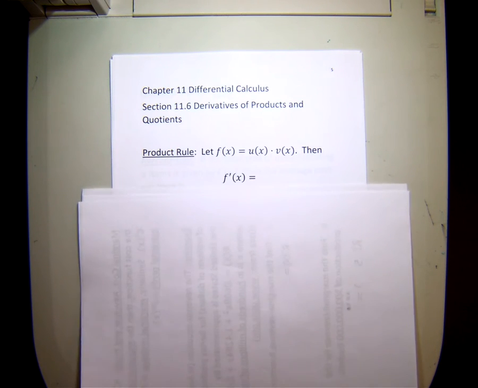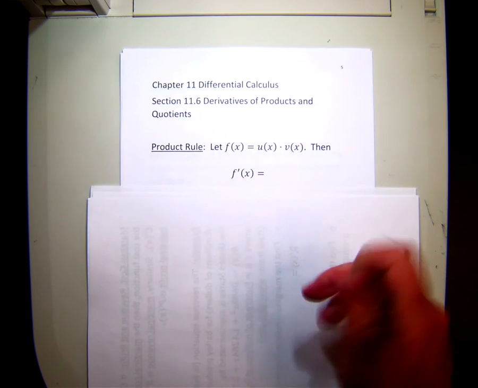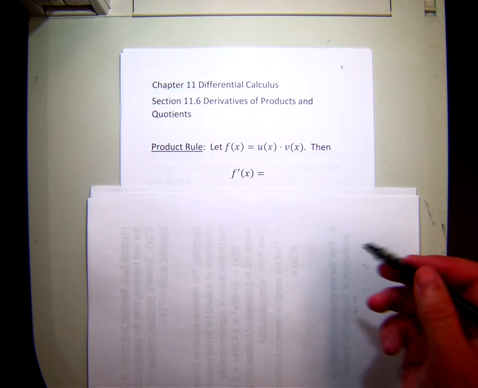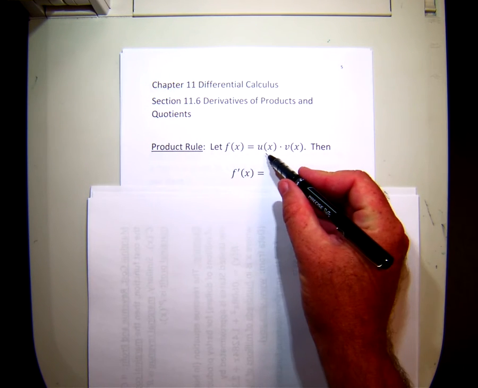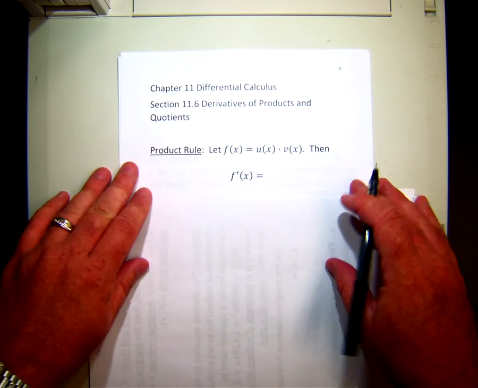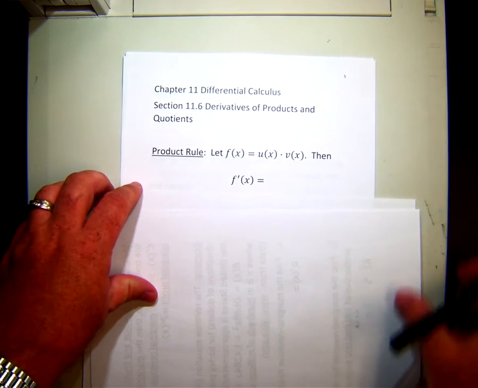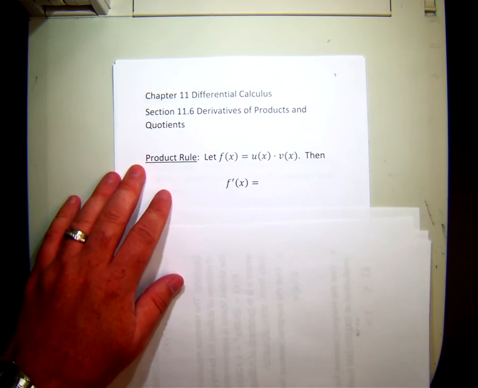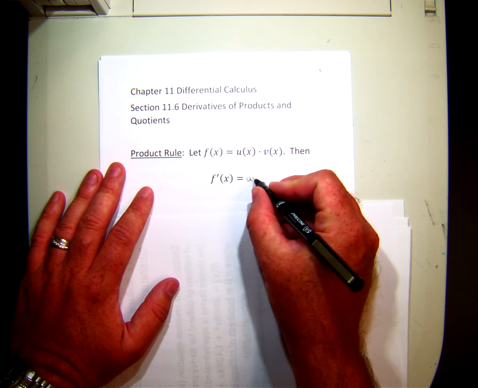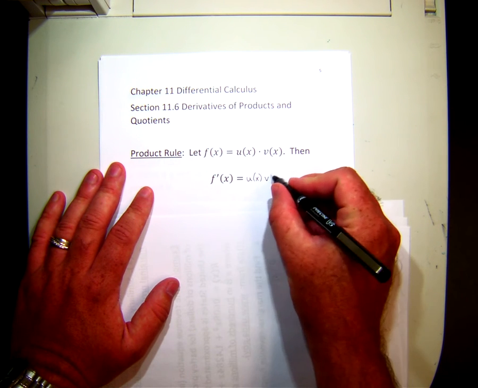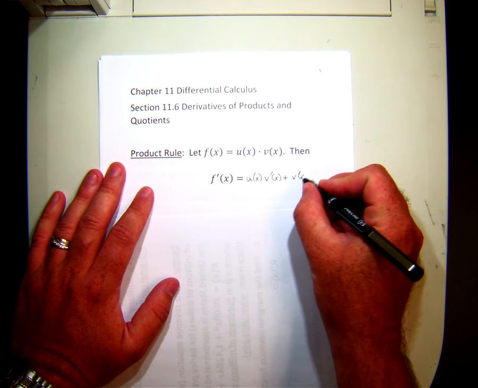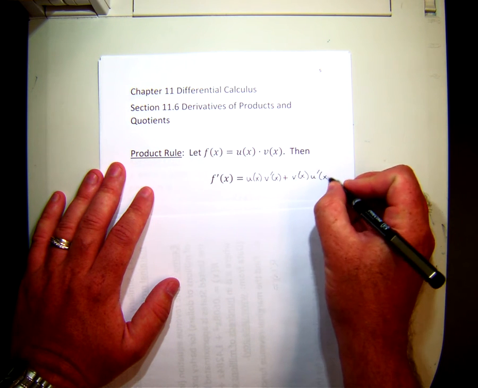The product rule says, let f of x equal u of x times v of x. Then what is the derivative? Well, we would hope that it would just be u prime of x times v prime of x, but unfortunately that's not the case. Turns out that there's a pattern to this. F prime of x is going to be u of x times v prime of x plus v of x times u prime of x.